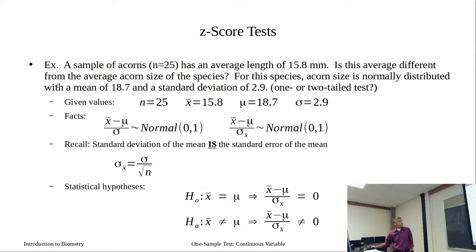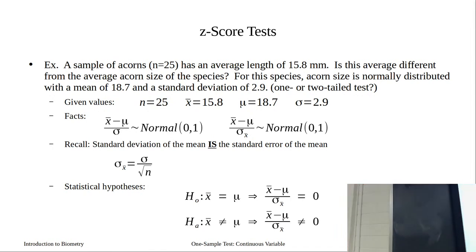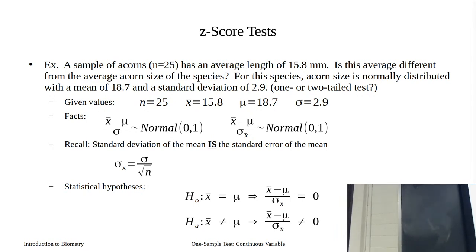We saw 15.8 and 18.7, all right? Our sample mean, 15.8. Our population mean, 18.7. The difference is equal to what? All right, so our difference is 2.9.